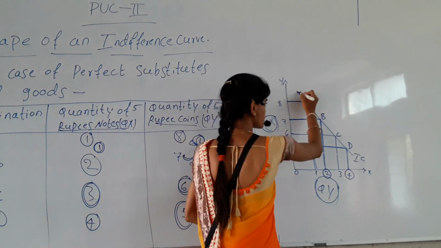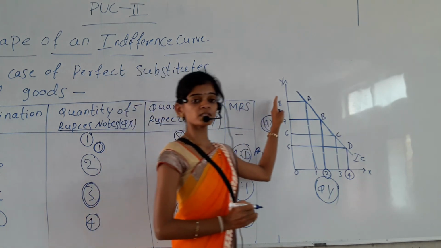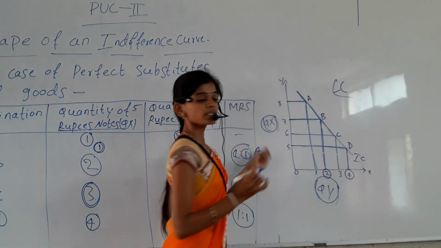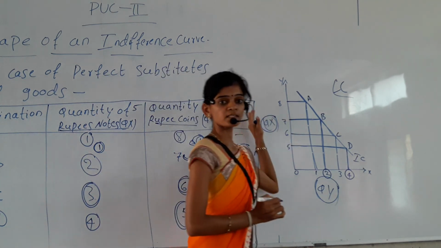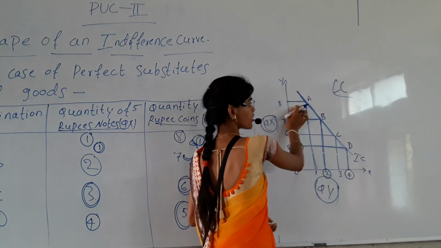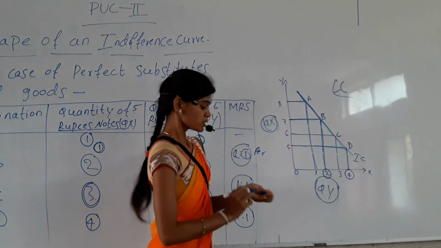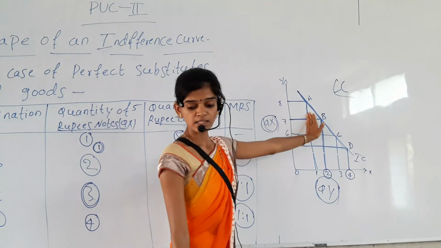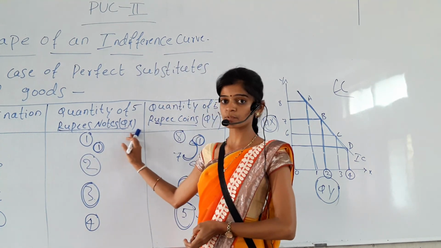So it is not convex to the origin. In the case of imperfect substitution, the indifference curve is convex to the origin. In the case of perfect substitution, it is a straight line. Joining all points A, B, C and D, we get the IC curve, which in the case of perfect substitution is a straight line. So this concept is that the two commodities are perfect substitutes.